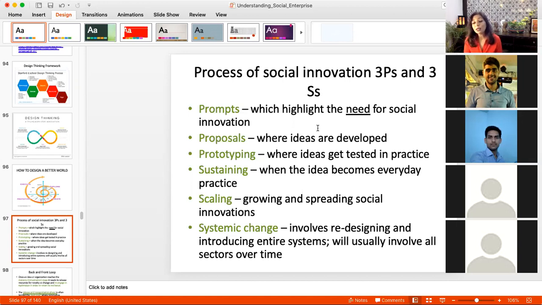When ideas begin to grow and spread, and the whole space is beginning to adopt that idea, that is when scaling is happening. Systemic change happens at the last stage, where the intensity and spread of the social innovation is so high that it involves redesigning, introducing, reintroducing and reworking the entire system, which usually means the whole sector itself has taken a big shift and a big change.